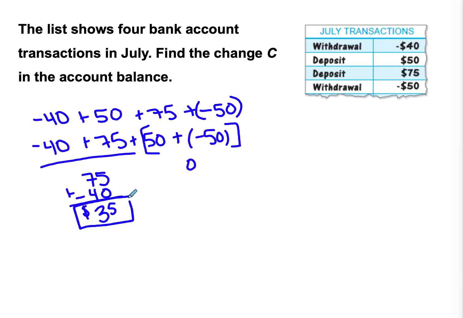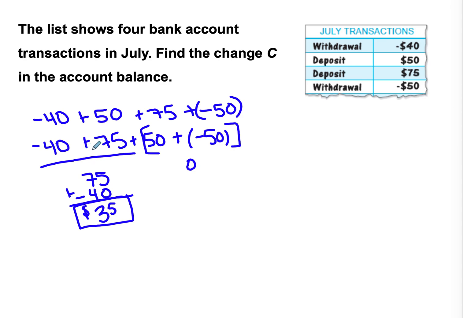Now, did I need to add them in the order that I did? No, I could have done my negative. Sometimes people like to group it by sign and get negative 90 and add to a positive 125. It would give you the same answer at the end. So you certainly can do it that way. Just need to make sure you're writing down the work for what you are doing.